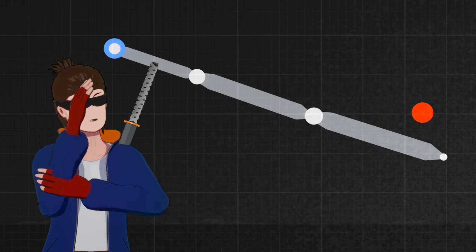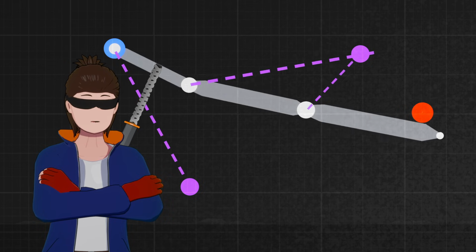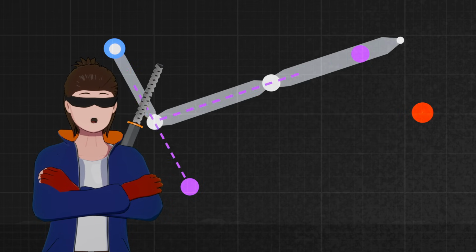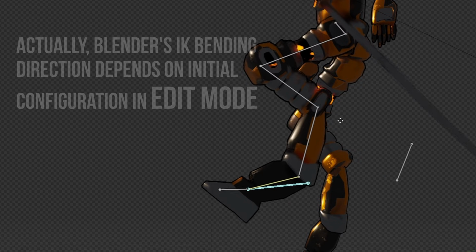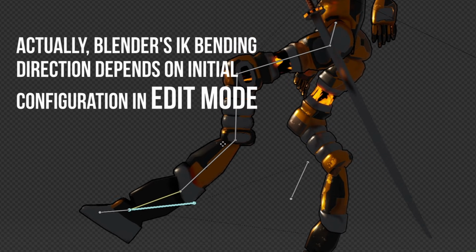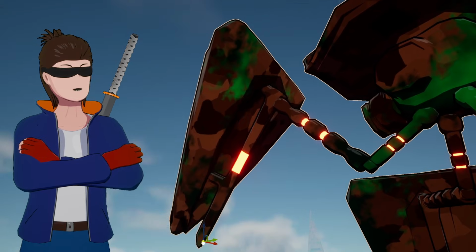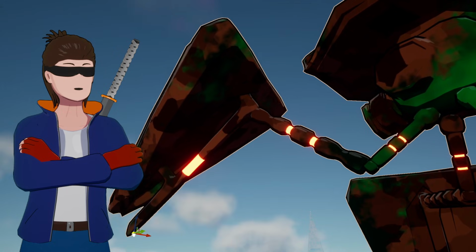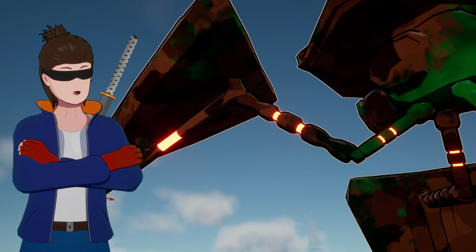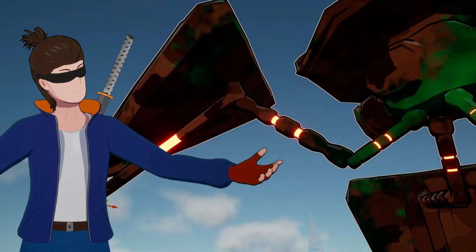Anyway, the really cool side of this modification is that if we want to, we can give each segment its own pole target. Unlike in Blender, where you only have one pole target per IK chain, which means that you have to somehow work around it. My method gives us a natural way of animating limbs like this, which is something I really wanted to do.